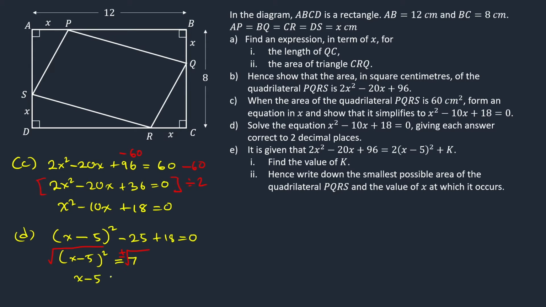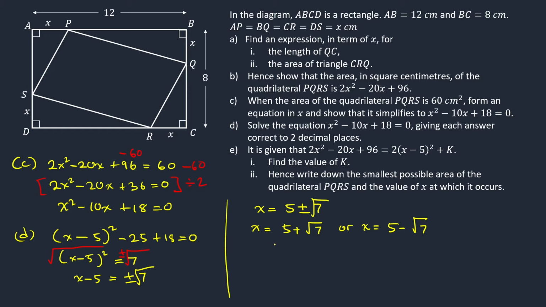So that means x minus 5 is equal to plus or minus square root of 7. Okay, I'm going to continue here. Right. Then x is equal to 5 plus or minus square root of 7, which means that x is equal to 5 plus square root of 7, well, I missed out the square root, or x is equal to 5 minus square root of 7.